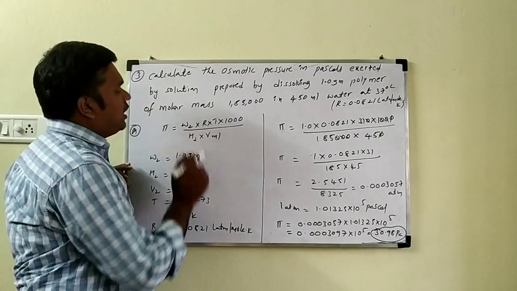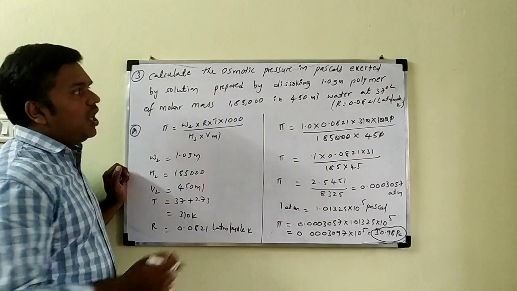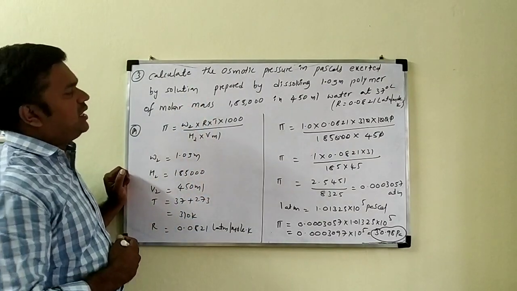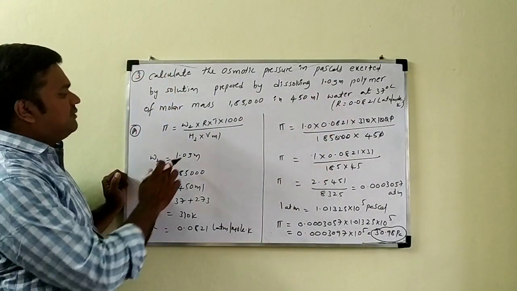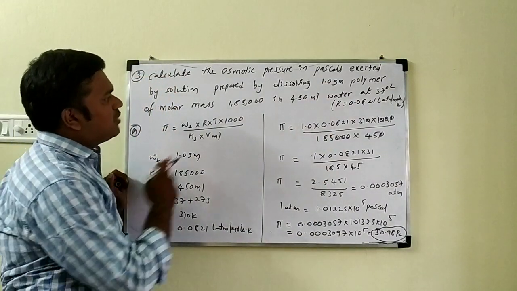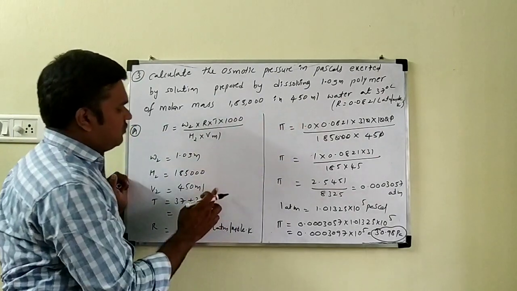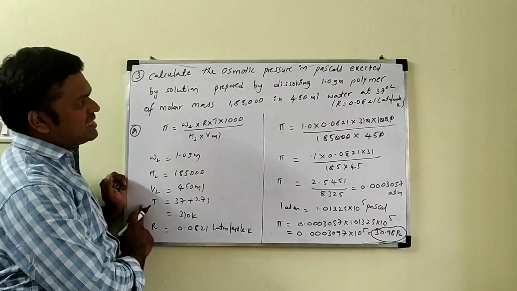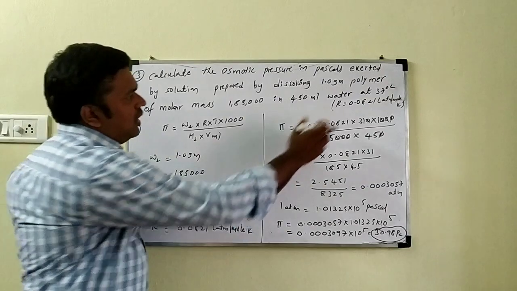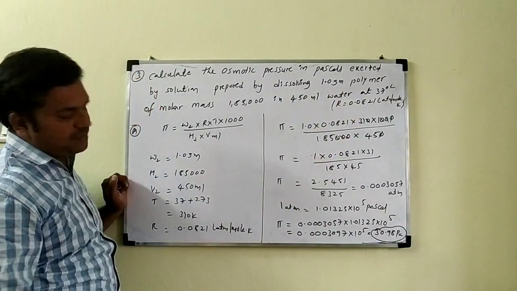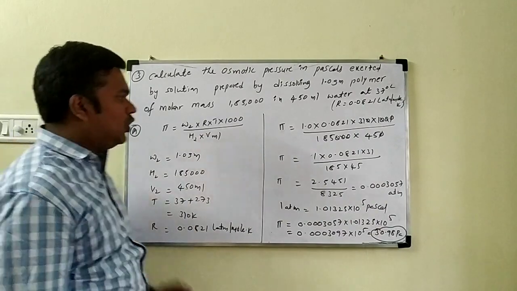Pi is equal to W2 into R into T into 1000 by M2 into V in ml. So from the problem, what are the given data? The weight of the polymer is given as 1 gram, the molar mass of the protein is given as 1,85,000, the volume of the solution is 450 ml, and the temperature is 37 plus 273, which is 310 Kelvin. I am taking the R value in atmosphere: R is equal to 0.0821 liter atmosphere per mole Kelvin.